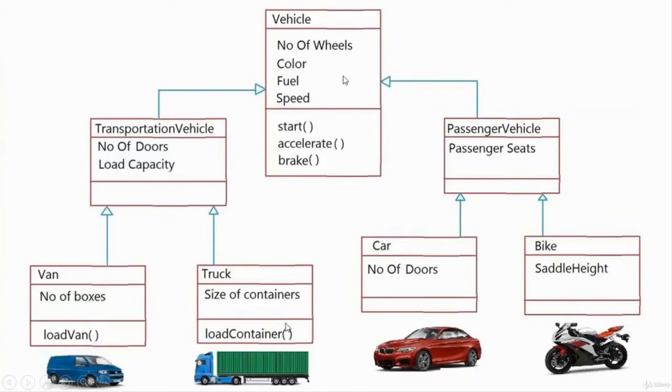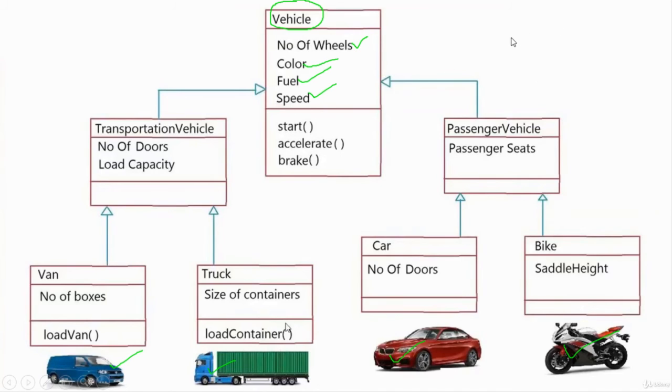Here is another example where inheritance is used. We have a vehicle, which has a number of wheels, color, fuel and speed. So fuel is also used in a bus, truck, car and motorbike. In the same way, color is also used here. So this is a technique of inheritance.